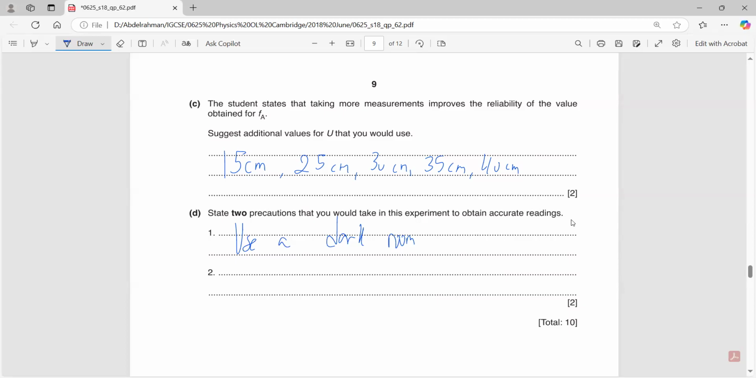What about the second precaution? The second precaution in this experiment, you could say, make sure that the lens, the object and the screen are all on the same horizontal surface.